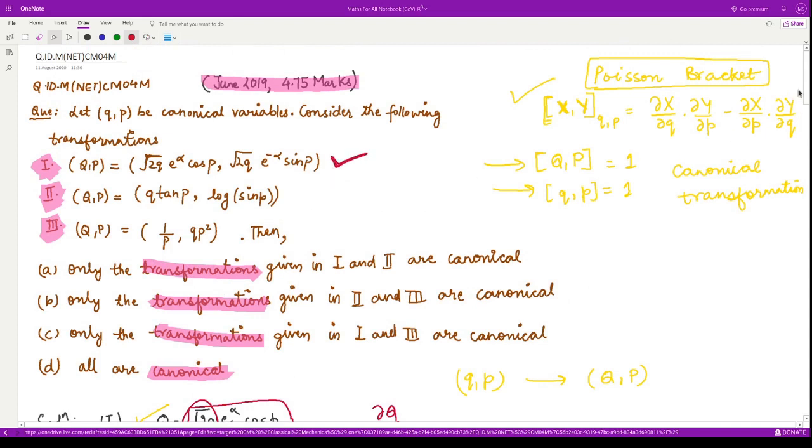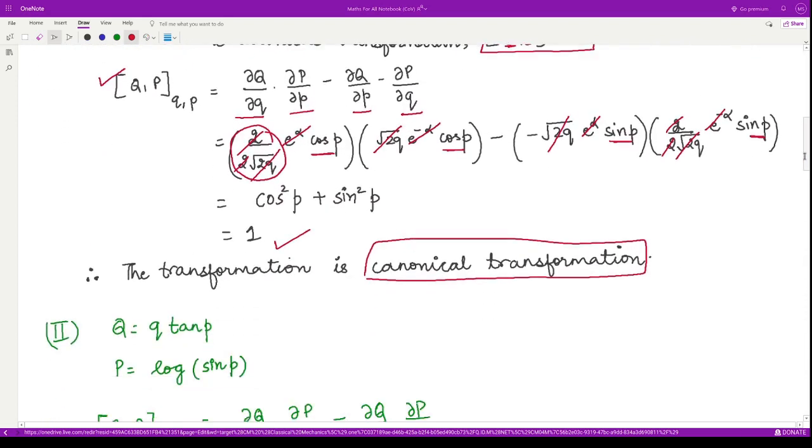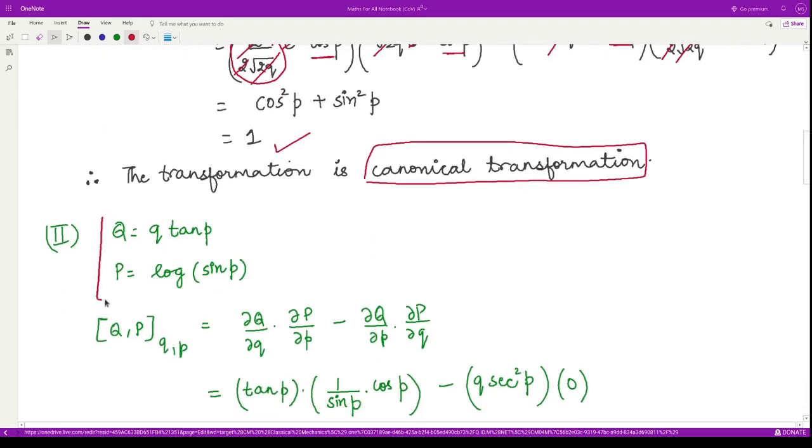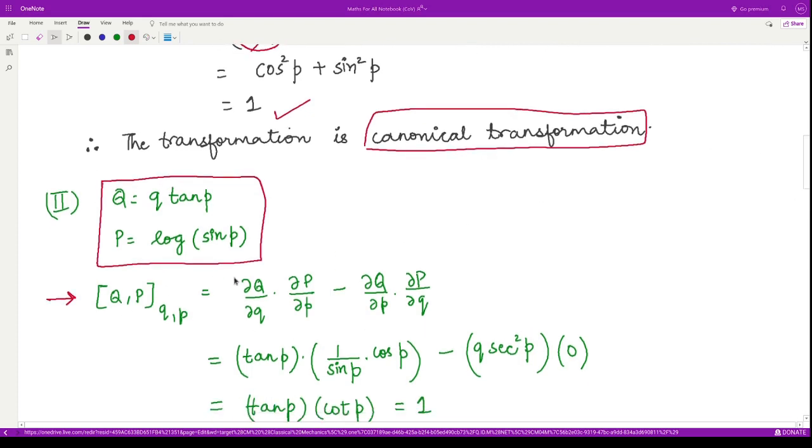So similarly, we'll check the other options also. So let us check this transformation. Here capital Q is given to be small q tan p, and capital P is given to be log of sine small p. In order to check whether this is a canonical transformation or not, we just check this identity, the Poisson bracket. So the formula is this one. Again, we just compute the derivatives. It is really simple, right?